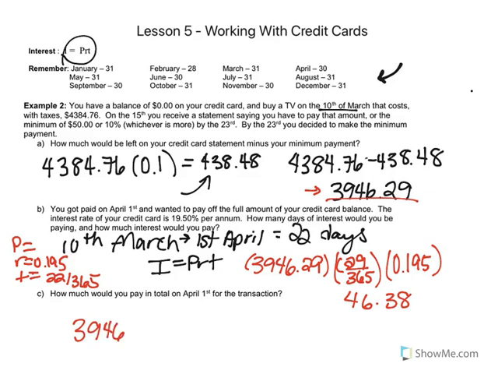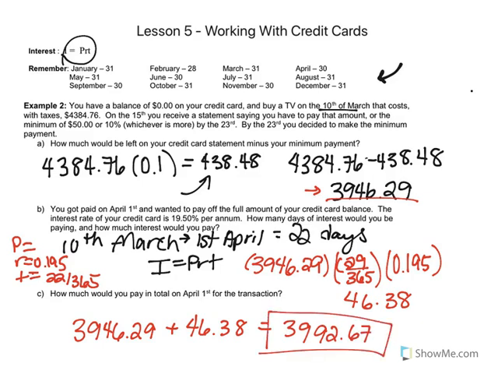So on April 1st, how much would be the transaction? So 3946.29 plus the additional interest. I don't know why I wrote a 3. And it would be $3,992.67. So that's how much you'd have to pay off at the end of that month, or on April 1st.